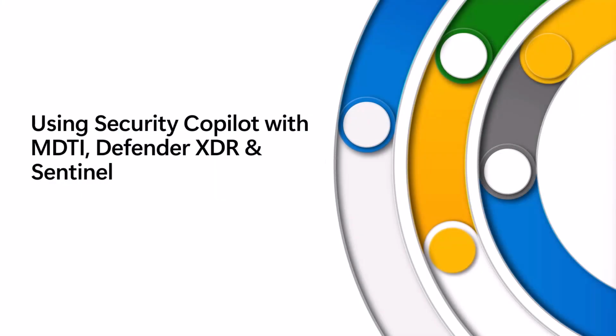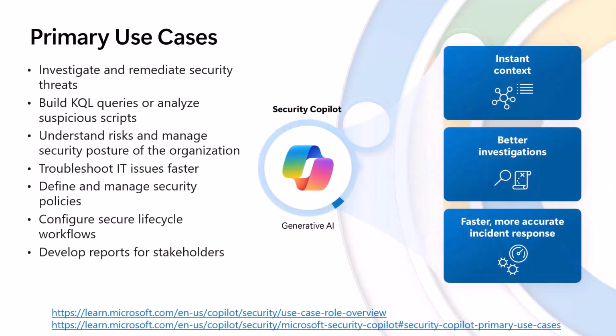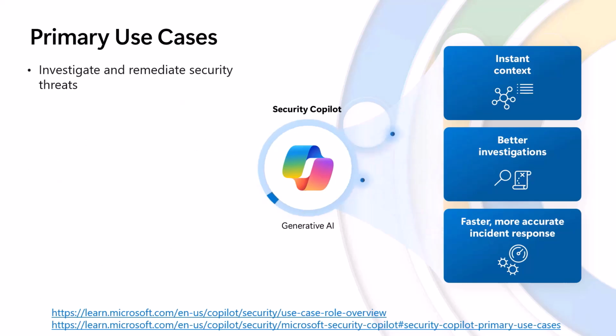Now that we've covered the basics of using Security Copilot, let's look in more detail at how to use it with MDTI, Sentinel, and Defender XDR. Security Copilot focuses on making these use cases easy to accomplish. It makes it easier for you to investigate and remediate security threats by quickly giving you the context for incidents and helping you quickly triage complex security alerts into actionable summaries with step-by-step response guidance so you can remediate threats more quickly.